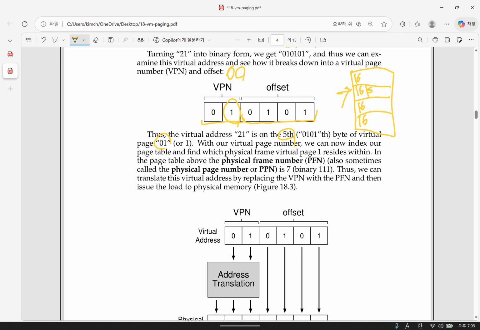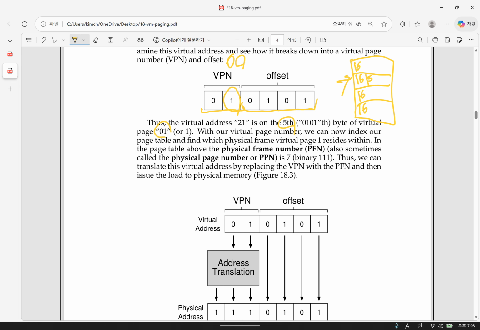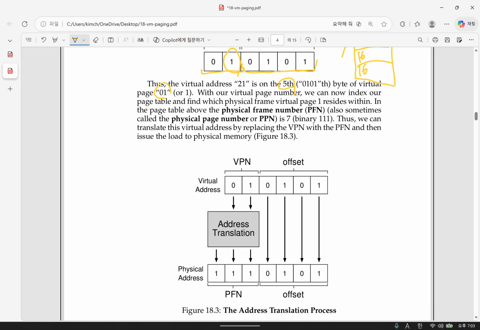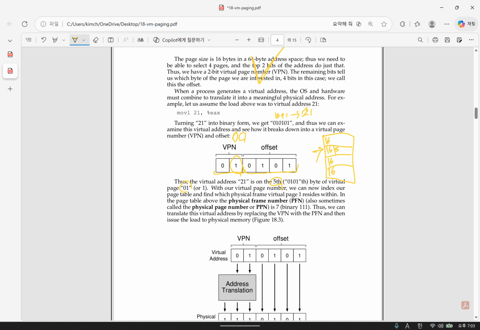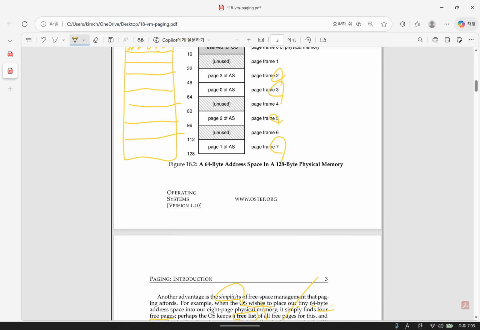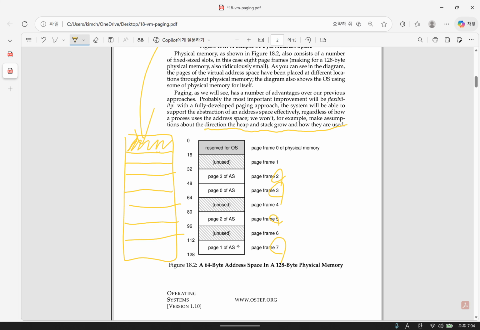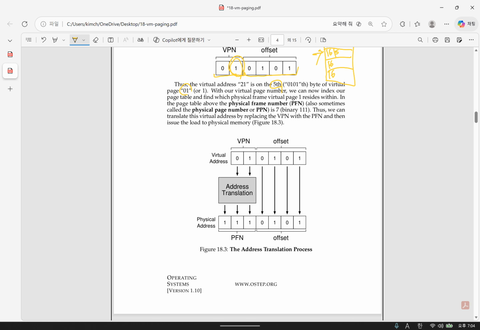So we can now index our page table and find which physical frame virtual page 1 resides within. In the page table above, the physical frame number is 7. So what we see here is this is page 1, and before we saw that page 1 maps to frame 7. It's frame 7.